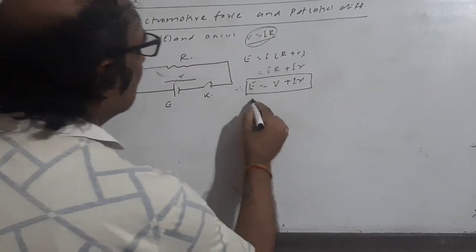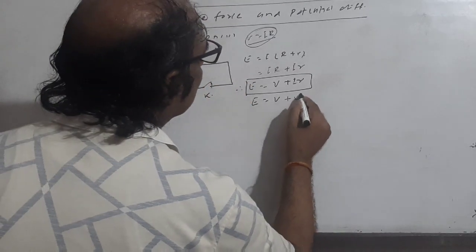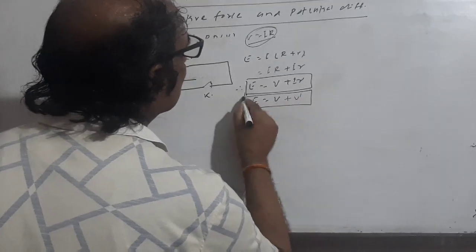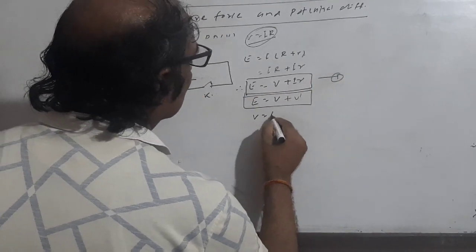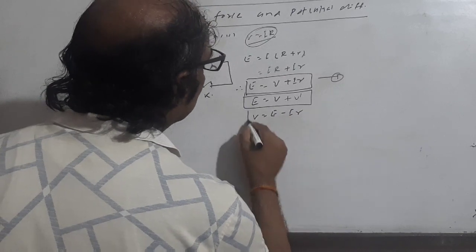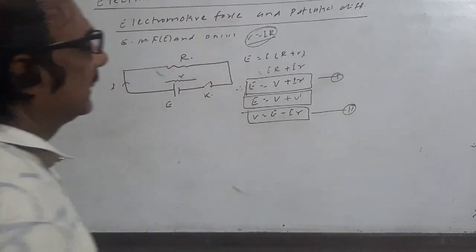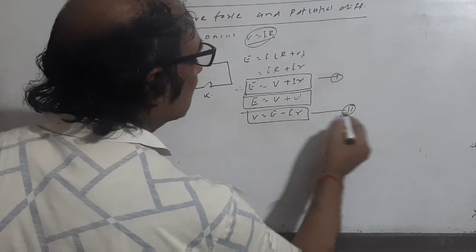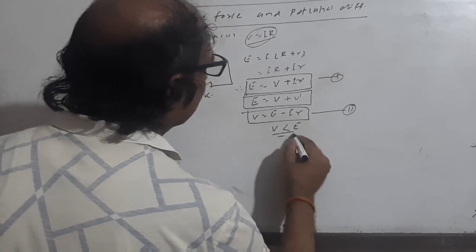Potential difference across the external resistance and potential difference across the internal resistance, and this is equation number 1. And this equation, V is equal to E minus Ir. More frequently this equation 2 can be used, and this equation 2 shows that the potential difference is always less than the EMF.